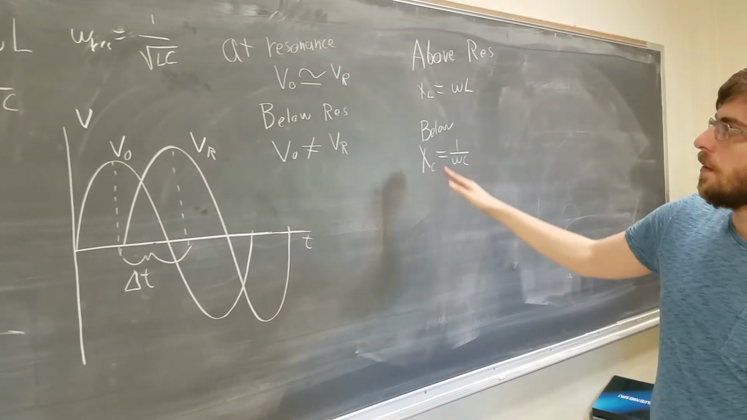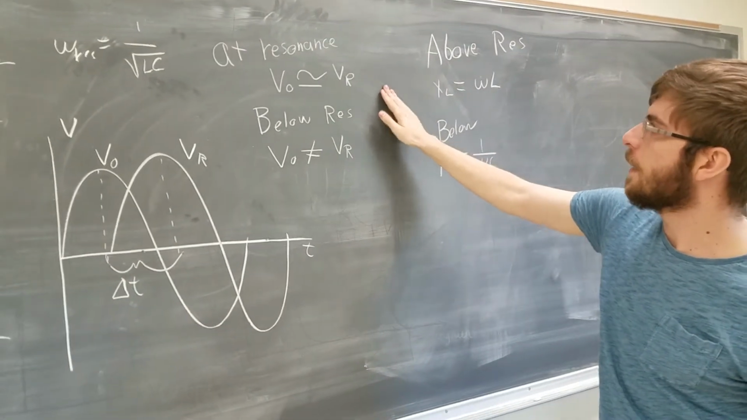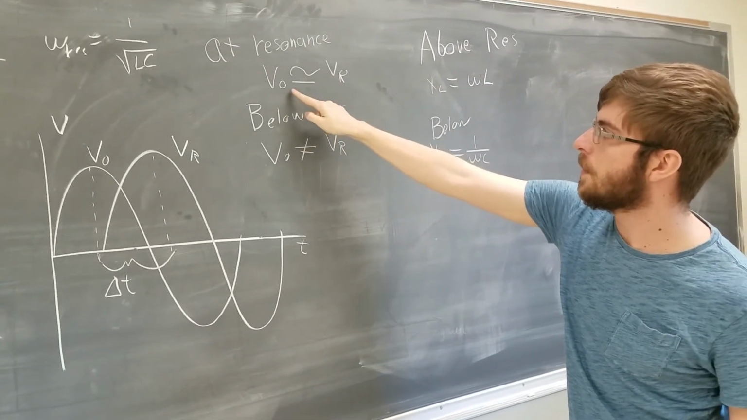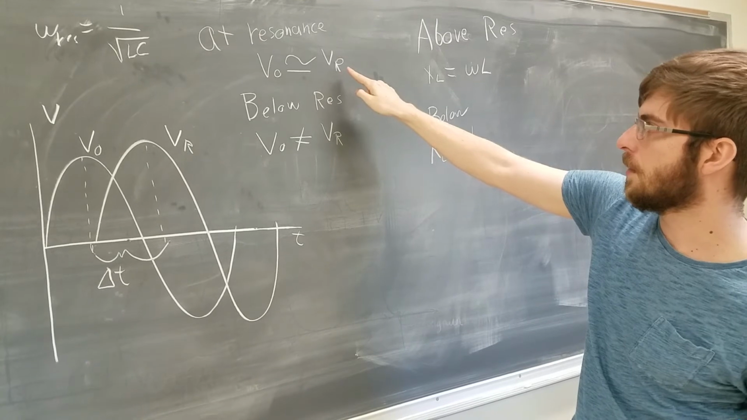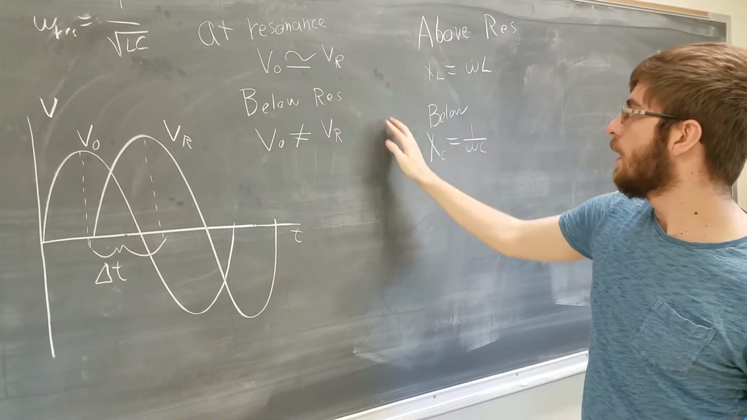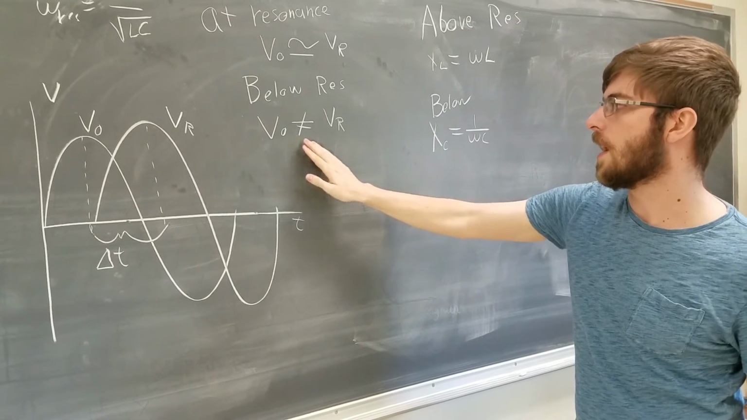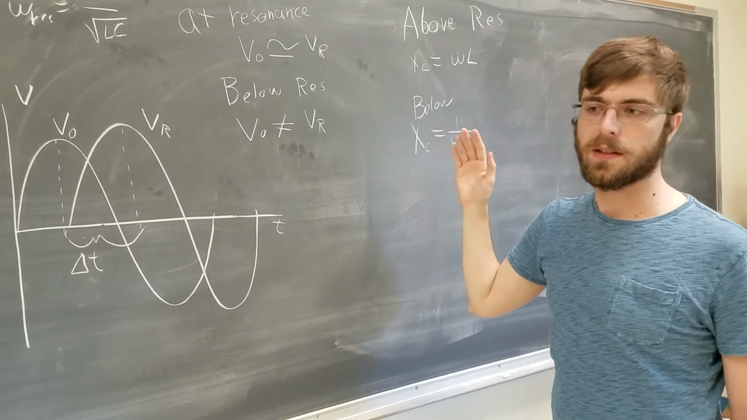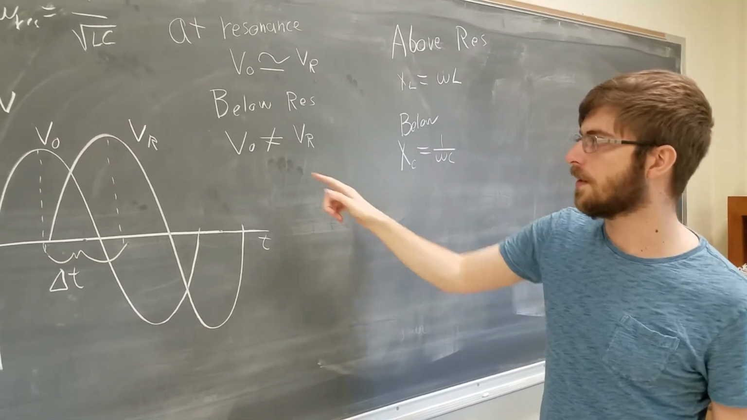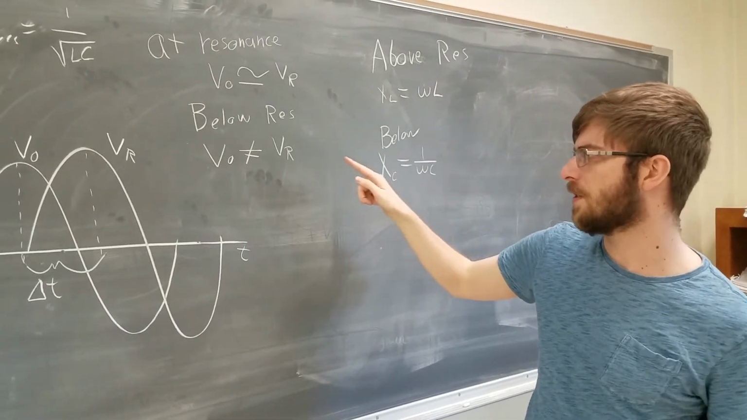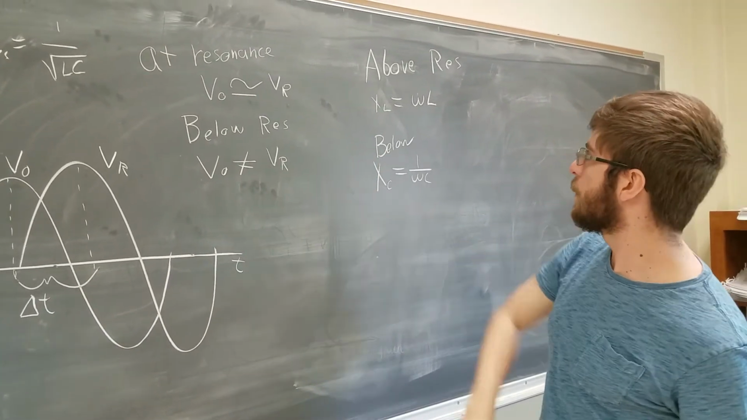In general, what we can expect is that at resonance, the source voltage is going to be approximately equal to the voltage on the resistor. Below resonance, it's definitely not going to be the same. That's also true for above resonance: the source voltage is not going to be the same as the voltage on the resistor.